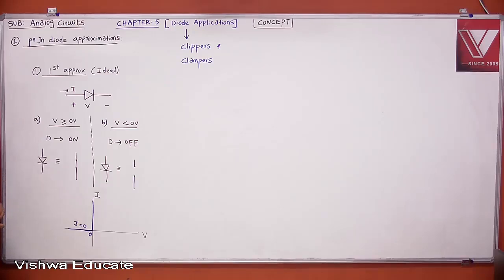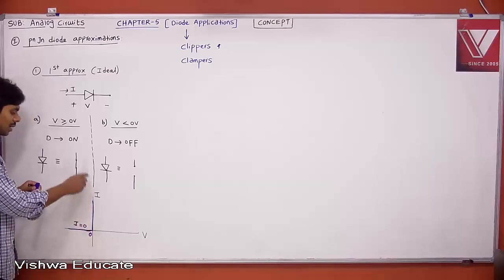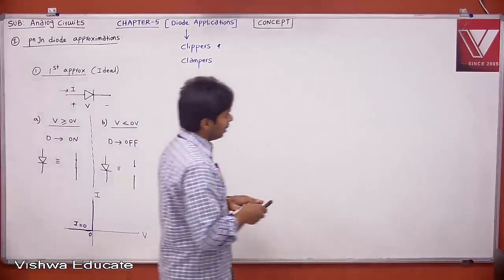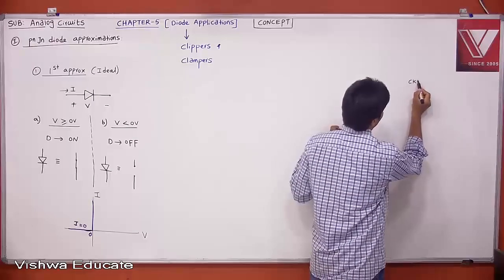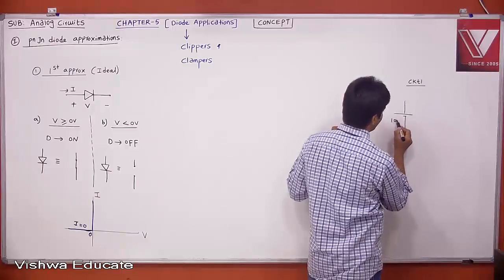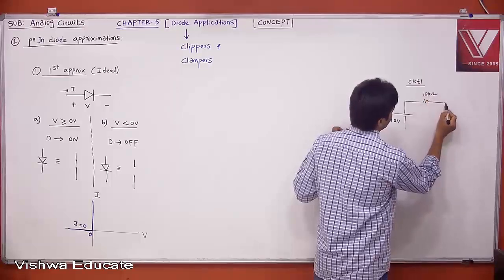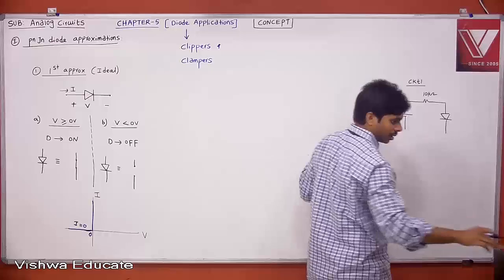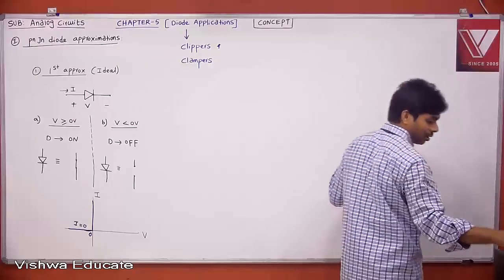Okay, let me tell you the meaning of this y-axis, or the curve lying on the y-axis. Let us say this is circuit 1, my PN junction diode with a 10 volt battery and a 10K resistor. Before going to the circuit, I want to explain the meaning of that.